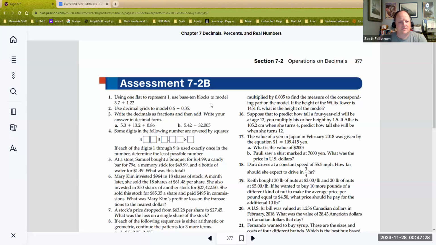Hello, students. We've got a couple questions out of 7.2. Looks like we have 14, 19, 23, 24, 30, and MC number 6. So let's take a look.